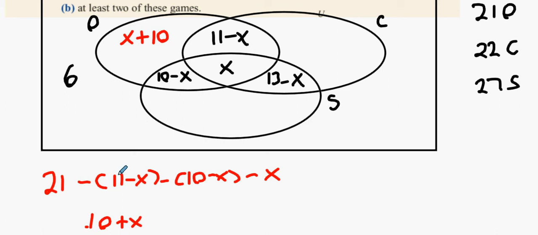There should be, oh sorry, just X, because it's 21, take away 11, take away 10. So just X. Okay, next one.